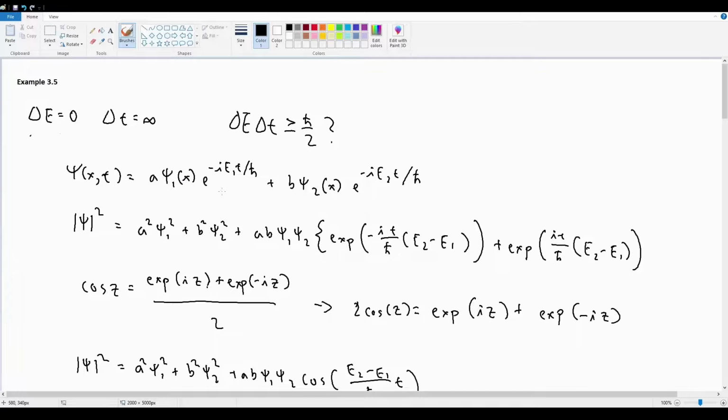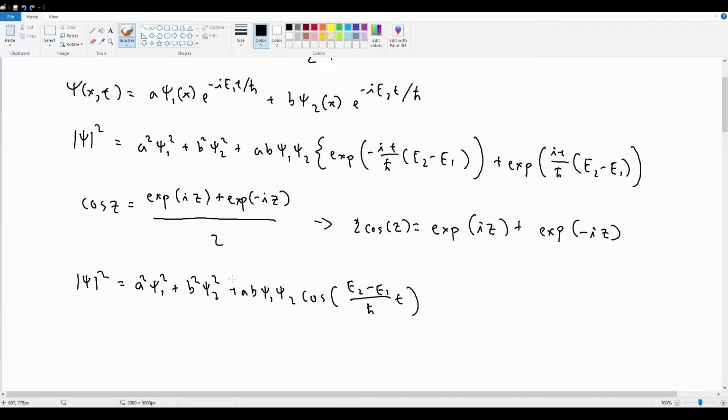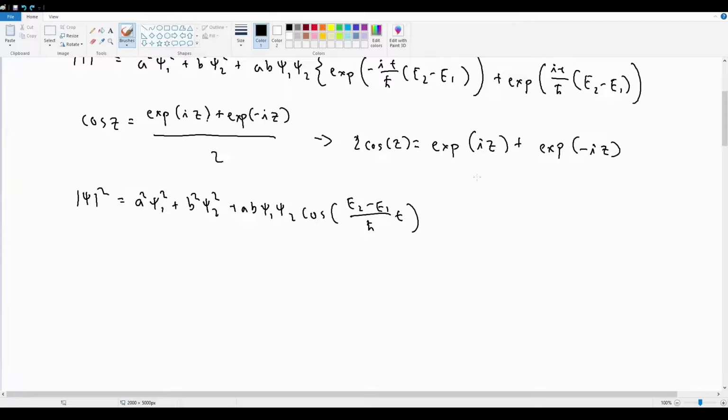Because of that, our information in regards to delta E and delta T, the uncertainty or the standard deviation with respect to the system, is mainly going to come from how the wave function itself behaves. And since this wave function is ultimately dictated by this cosine term, our goal is to study this cosine term a little bit more. Its period is going to be tau is equal to 2 pi divided by the constant, so this is going to be 2 pi times h bar divided by E2 minus E1, right?